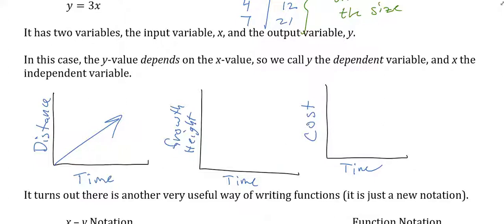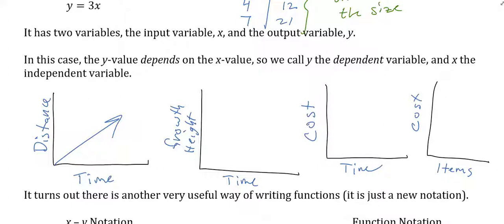And what about something that's not time? Here's one I thought of. Number of items you buy at the store, and again, cost. Right? So if you buy more items, it's going to cost more. Does that make sense? One of the variables in all of these cases is depending on the other.